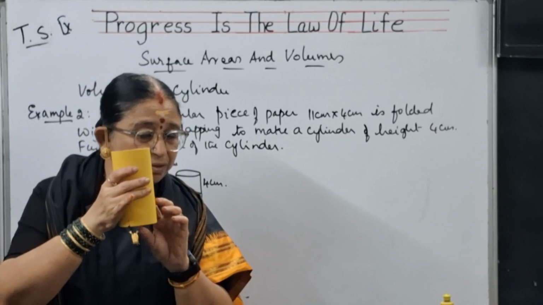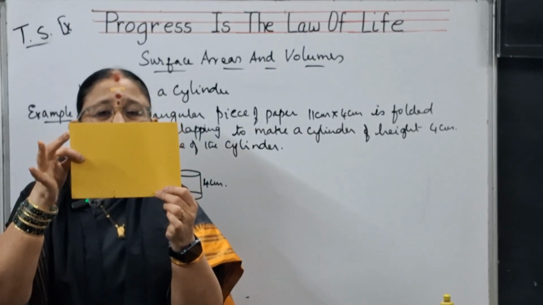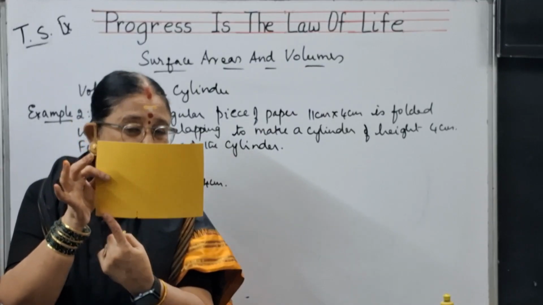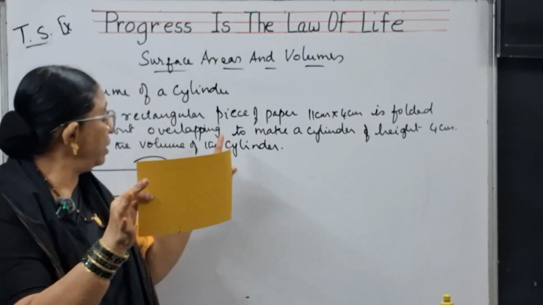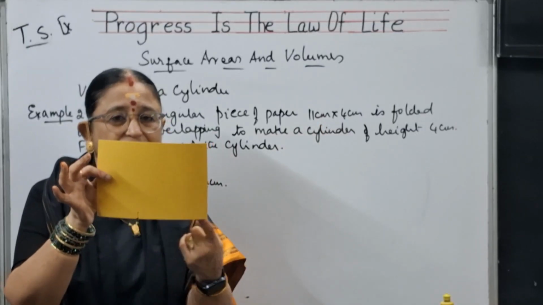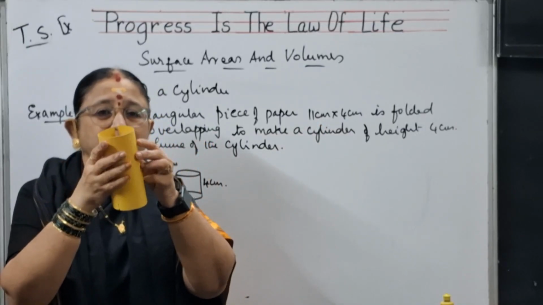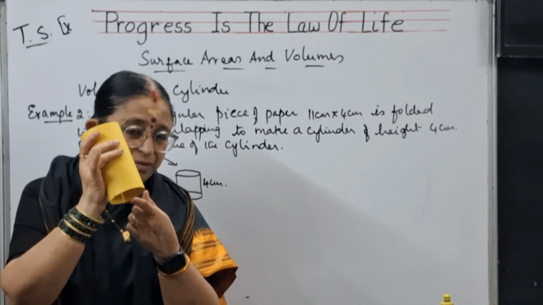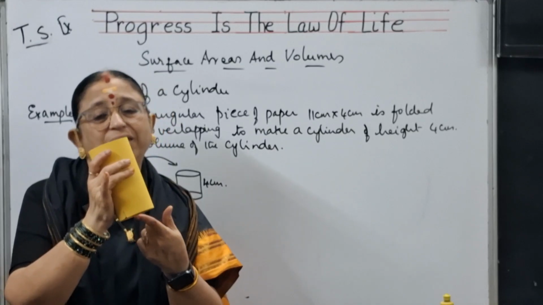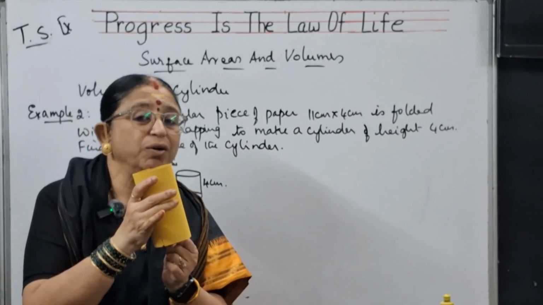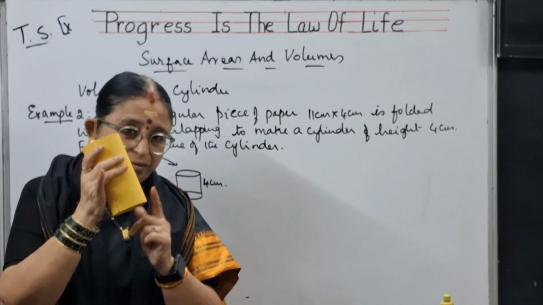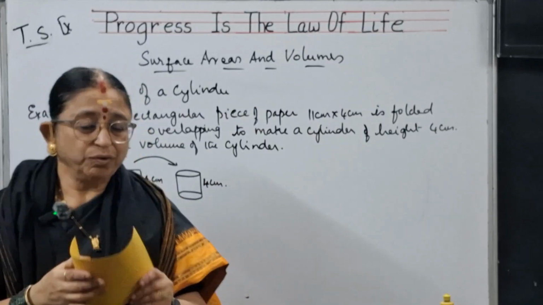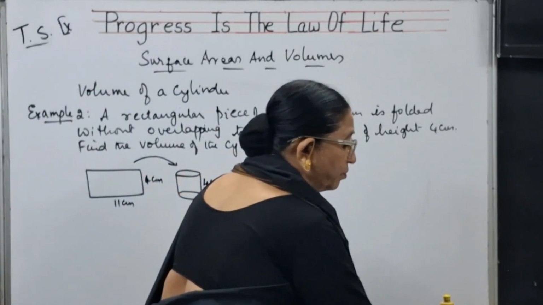So what is the circumference of the circle? It is nothing but the length of the rectangular paper. So the rectangular length is, how much have they given? 11. 11 is the length, which means when you are folding it in the form of a cylinder, the circle that is formed at the base will have the same length, that is 11 centimeters, and that we call the circumference. This whole length, when you are counting for a circle, is the circumference. So we have got the circumference of the circle.